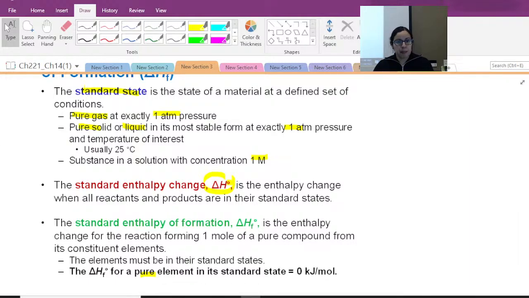What's the last bit about the substance in a solution of concentration 1 mole? Is that just a pure solution or something? Yeah, if you're just doing a solution of anything, you know, hydrochloric acid or any, you just usually assume it's at the concentration of 1 mole. Yeah, that would be the standard condition. Okay.